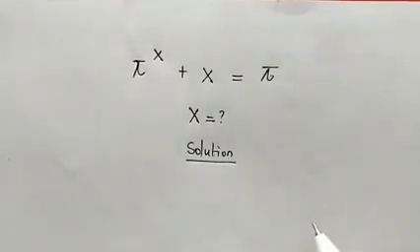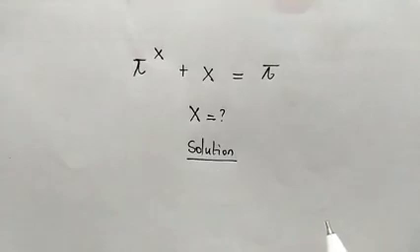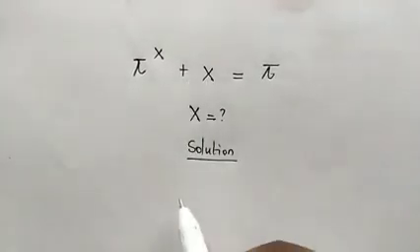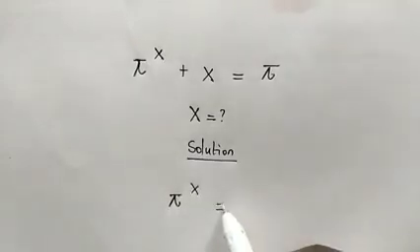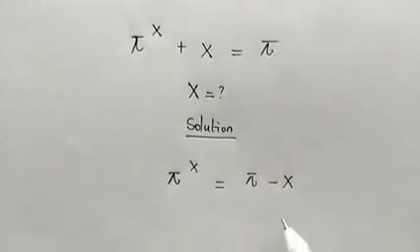Today we're going to solve this interesting equation involving the most important constant, pi. So we have pi to the power of x plus x is equal to pi, right? Interesting. So this x here is positive. Let's take it to the right hand side. So we're going to have here pi raised to the power of x. This is equal to pi minus x, okay?